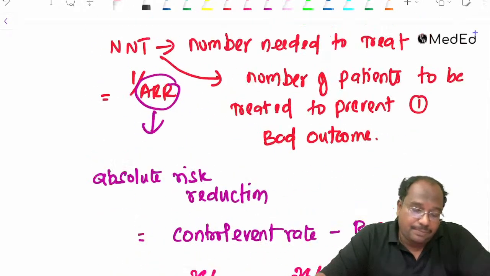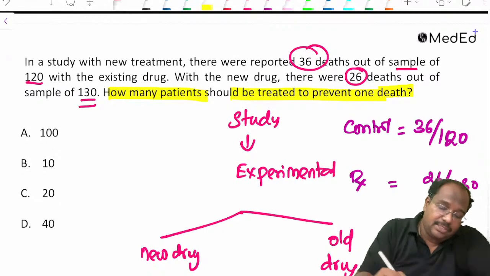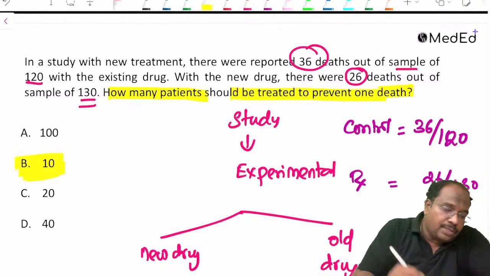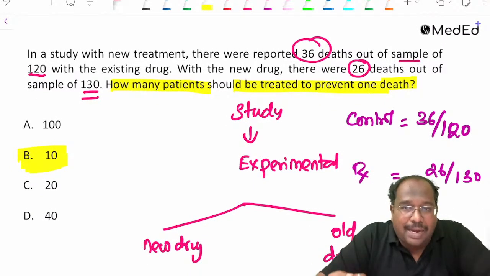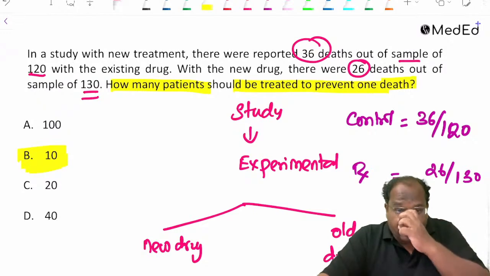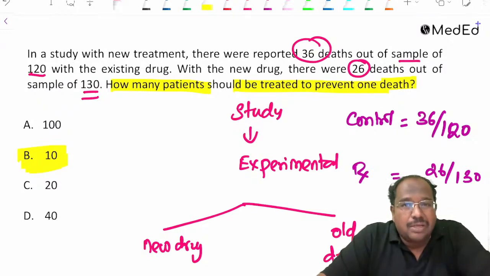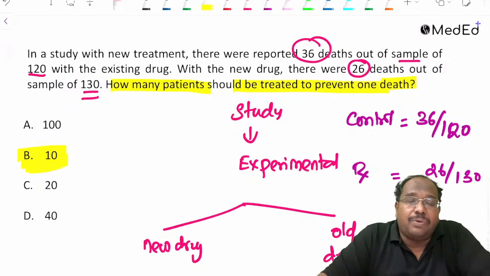We'll go to the answer. So what is the answer here? How many patients? The answer here is 10. NNT is 10, the number of patients to be treated to prevent one bad outcome. Hope this is clear. This is a PYQ of the INI exam. So this is number needed to treat. Where can we use it? We can do it in the case of an RCT, randomized controlled trial.